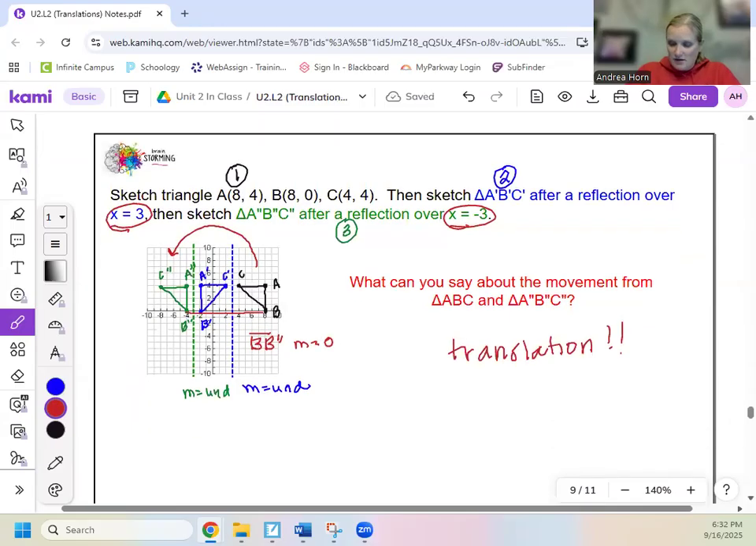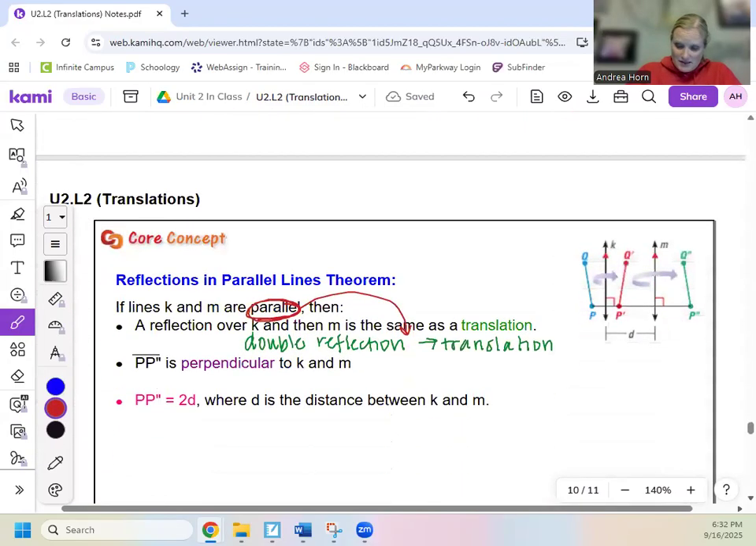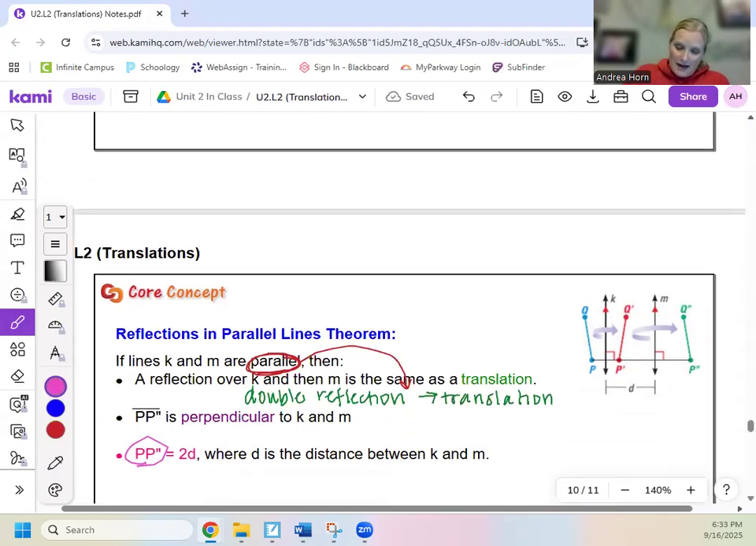Okay, so they'll be perpendicular. Then the other thing, and this is the coolest part, I think, is that your distance, notice I don't have a bar over my P. My P double prime, my distance is going to be 2 times the distance between K and M. So what am I talking about with that?